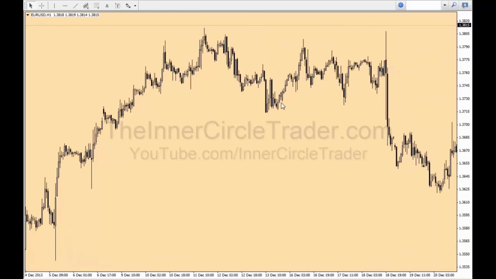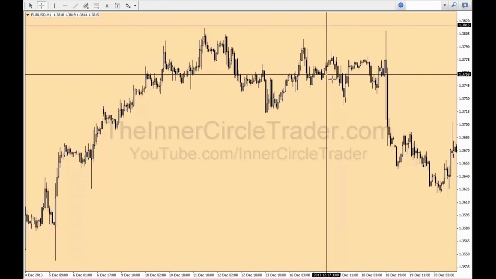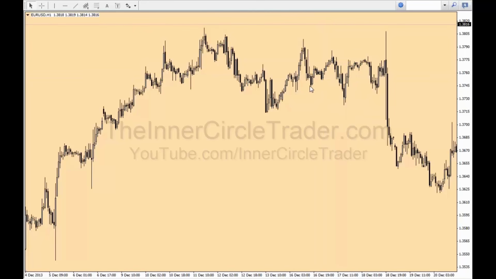Yeah, that's too much of a wick there. This one's nice in here. Price rallies away, comes back down into the previous order block, and rallies up. Just this move alone, that's 32 pips right here.